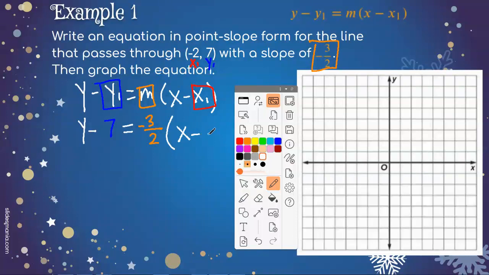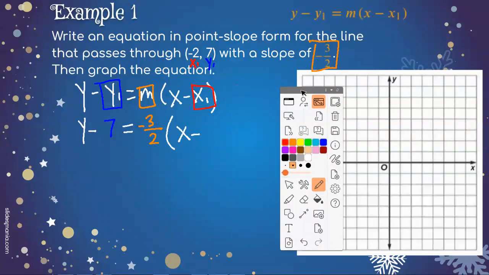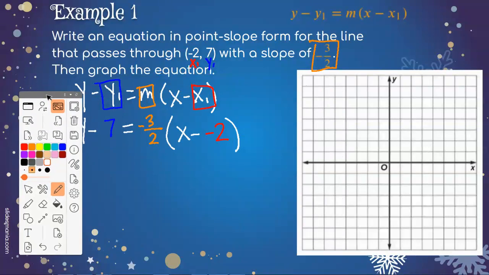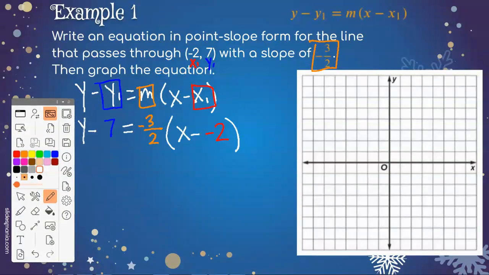x minus, and then x1 is -2. You always write the minus sign. Now, I'm just going to make this really pretty really quickly so that if you see it in the pretty form, you kind of know how to get your information from it, which really is just that 2 negatives make a positive.